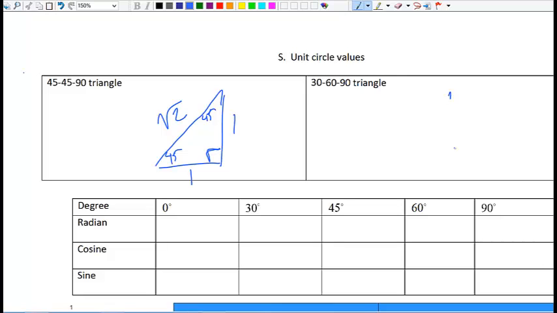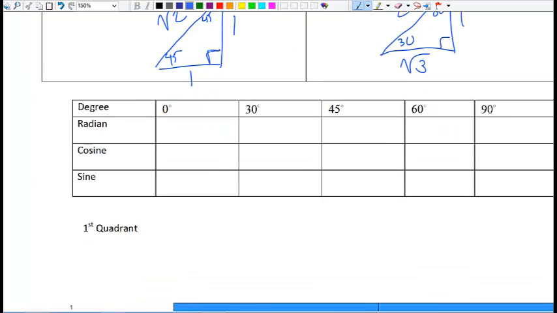And similarly, in a 30-60 triangle, so we'll put 30 there and 60 there, the side opposite of 30 would have a relationship of 1. The hypotenuse is double that, and that meant the side opposite of 60 degrees was square root of 3. Okay. Now, those relationships, those sides, help generate sine, cosine values for trig functions. So that's what we're going to fill in this little chart here, based on those little triangles.